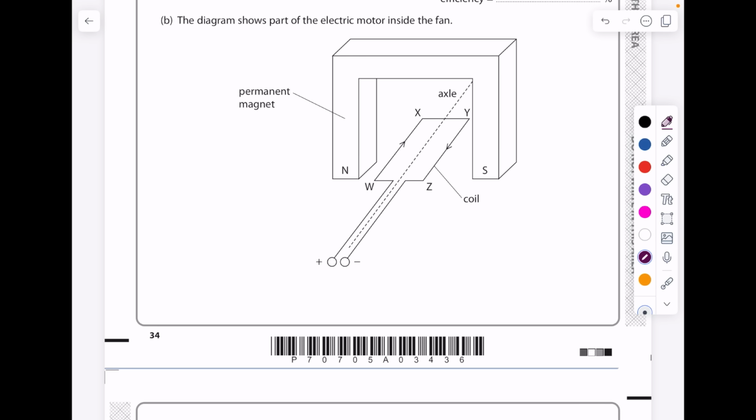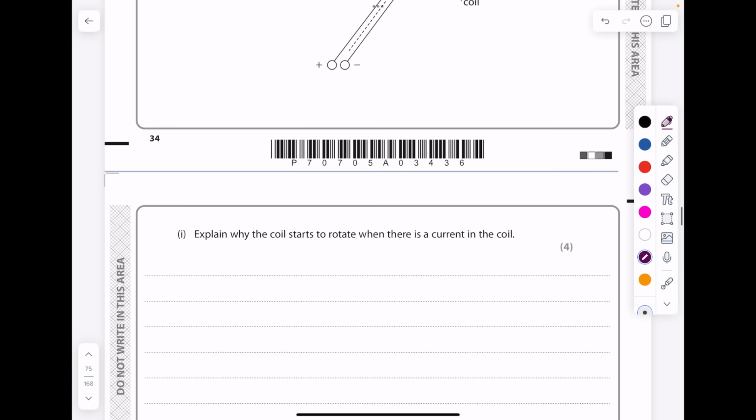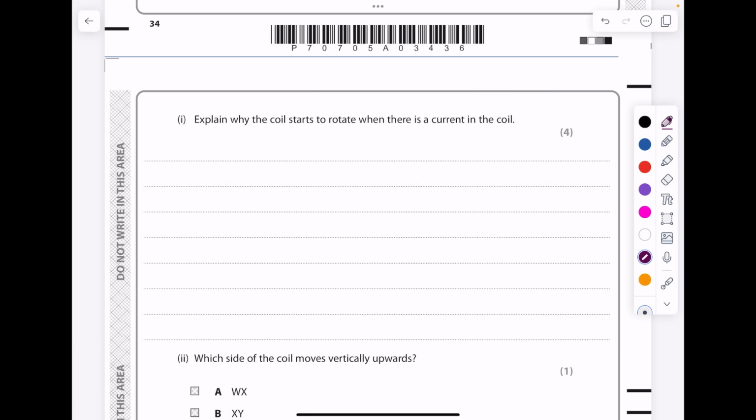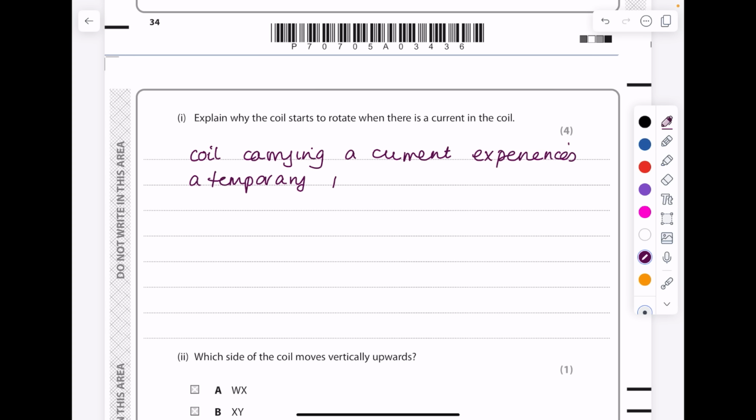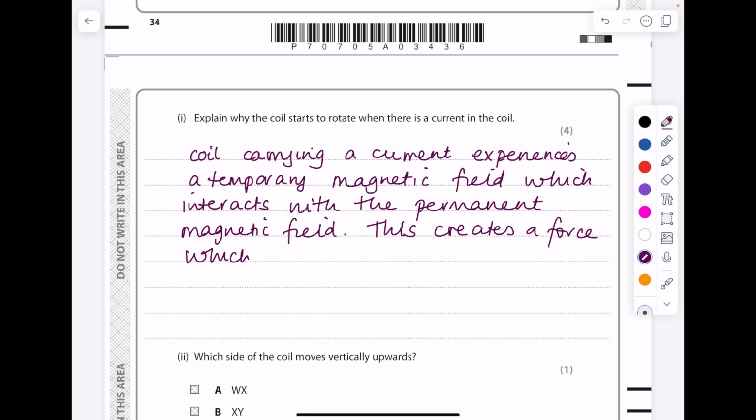The diagram shows part of the electric motor inside the fan. Explain why the coil starts to rotate when there is a current in the coil. It's your kind of perfect motor effect answer. So you're going to say the coil carrying a current experiences a temporary magnetic field which interacts with the permanent magnetic field. This creates a force which moves the coil.